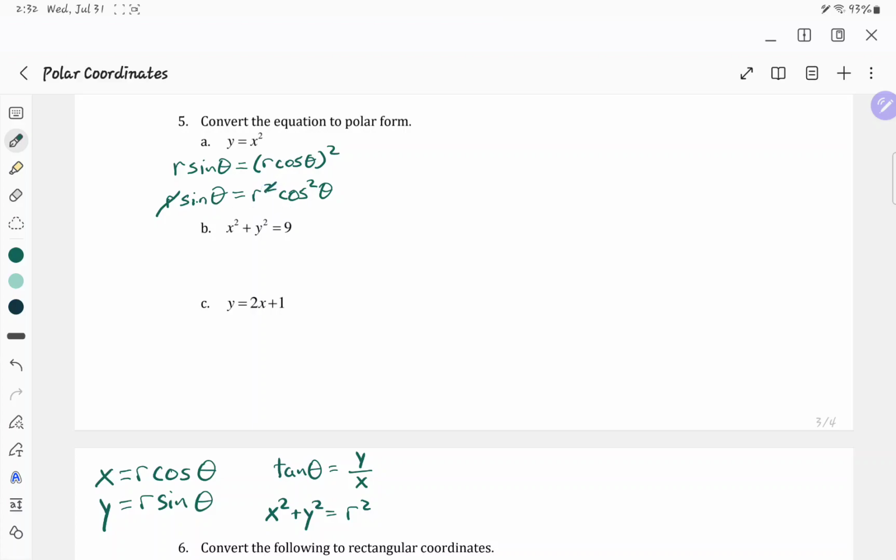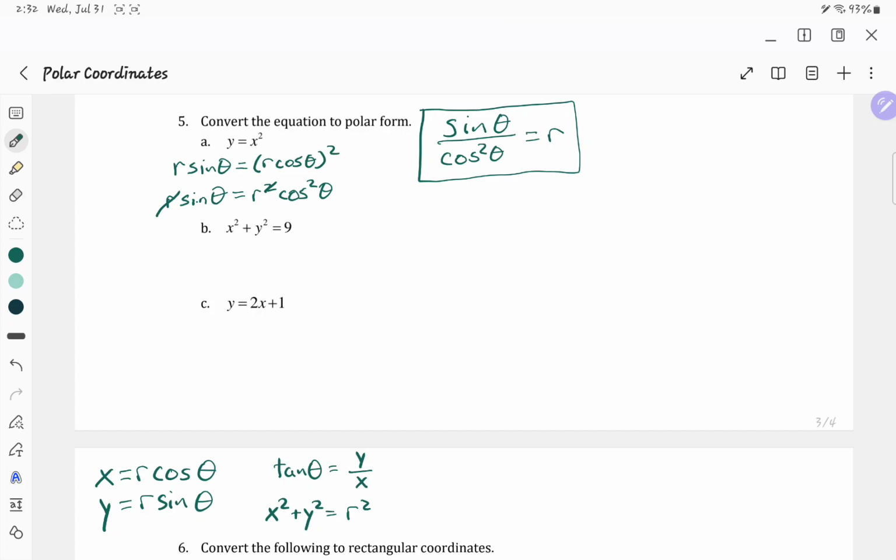And then we can also divide by a cosine squared. So we'll say this is sine theta, not squared, over cosine squared theta. That would leave me with an r on this right side. And that would be it. So this would be a perfectly fine answer for changing that parabola into this r equals equation.